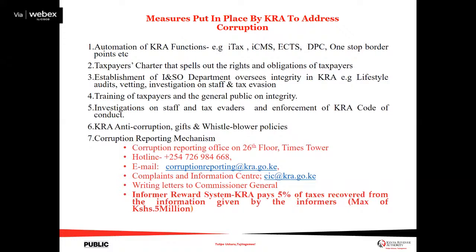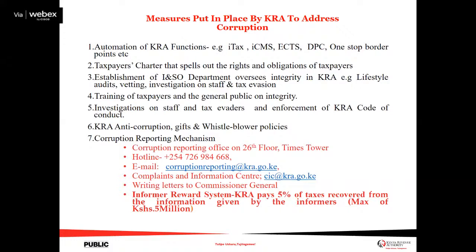So if you encounter any corruption incident, you can walk in. We have a corruption reporting office that is based on the 26th floor of Times Towers. We have a hotline number, which is displayed on the screen, that is 0726 984 668. We have an email for you, that is corruption reporting at kra.go.ke. We have a complaints and information center, that is CIC at kra.go.ke. You can even write letters to our Commissioner General. That is how serious we are about this integrity agenda.